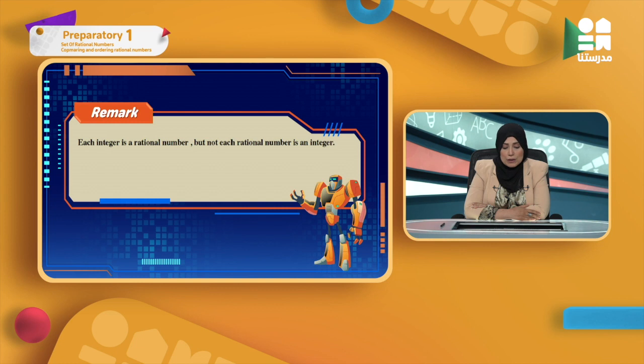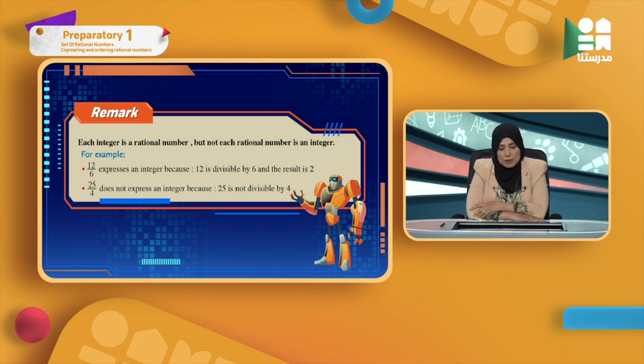Here we have a remark. Each integer is a rational number, but not each rational number is an integer. We cannot do the opposite. How do we know that? Any integer is a whole number, just positive, 0, or negative. When I put the denominator 1, that means it can be written as a rational number. Let's do the opposite now. The rational number is 2 over 3, for example. Can I write it without a denominator? Can I cancel 3? Of course, no.